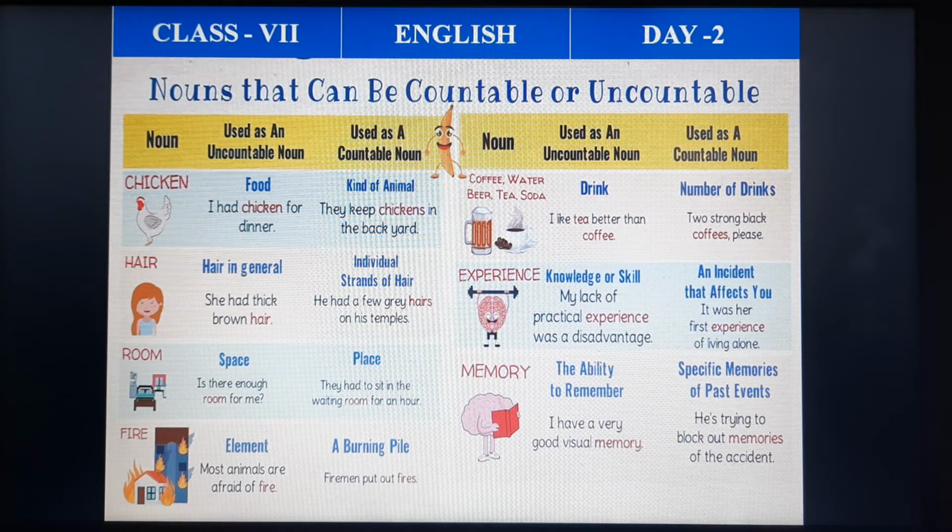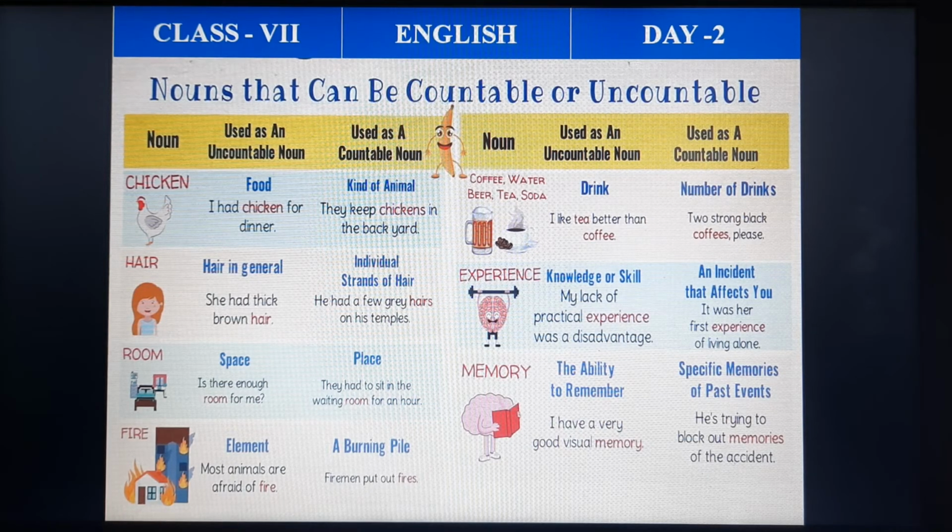Now, hair: when you refer to the hair in general, that becomes uncountable. Like, she had thick brown hair. You cannot count her hair. But when you refer to individual strands of hair, it becomes countable. He had a few gray hairs on his temples. So in such a way, room, fire, coffee, water, tea, soda, and experience, memory, according to their usage, can be both countable or uncountable.